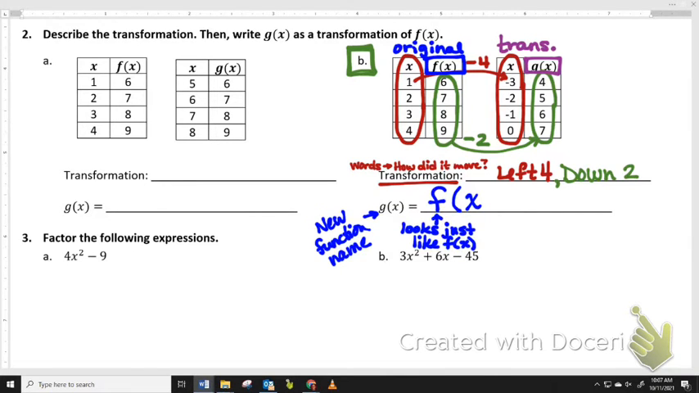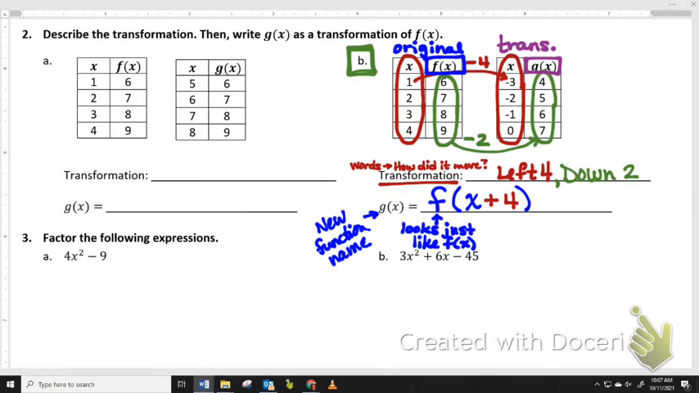We said it went left 4. Left and right is always inside parentheses with x. What would I see in the equation if it went to the left 4? Plus 4. Why? Because H is opposite. H is always the opposite, yes. So we're going to see plus 4.